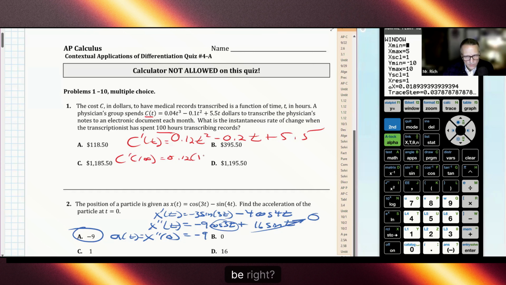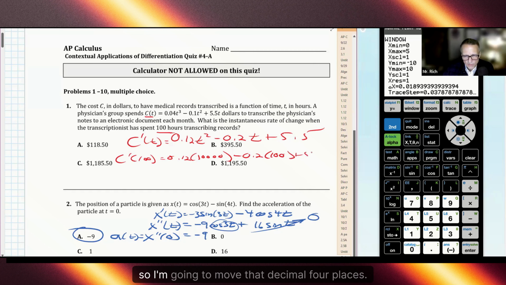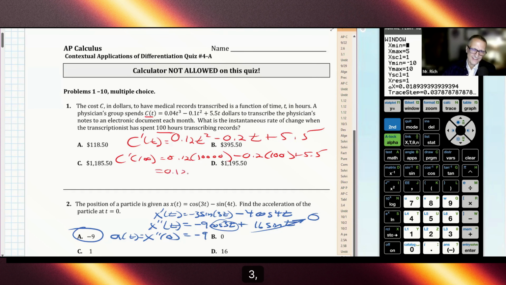0.12 times 10,000, and then minus 0.2 times 100 plus 5.5. So 0.12 times 10,000: I'm going to move that decimal 4 places. 1, 2, 3, 4, 1,200. I think that's 1,200.